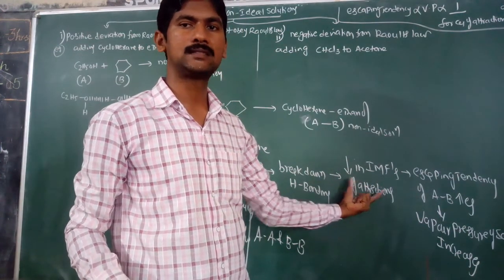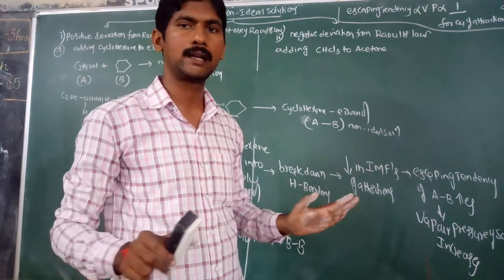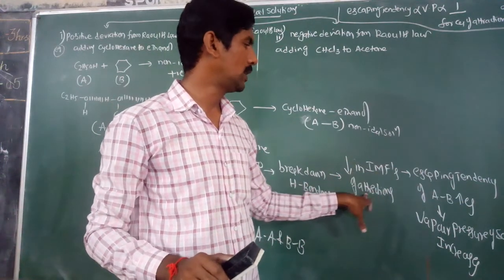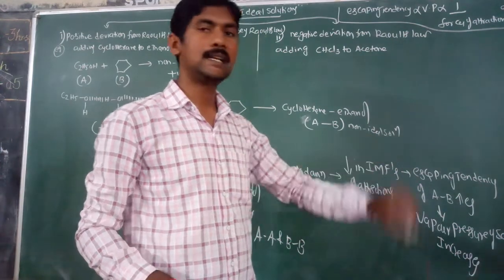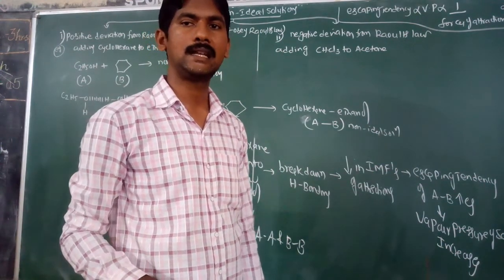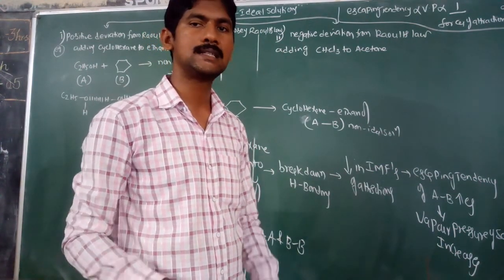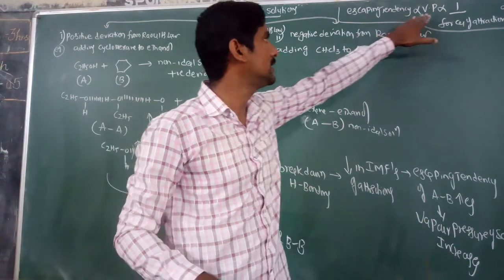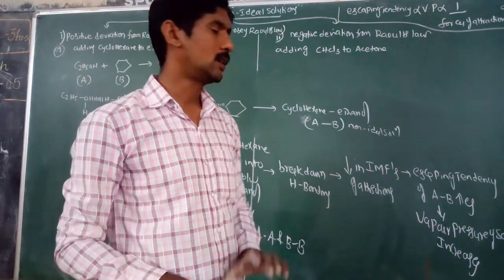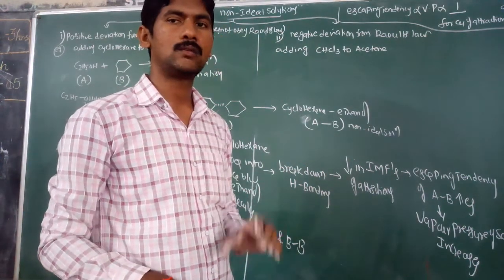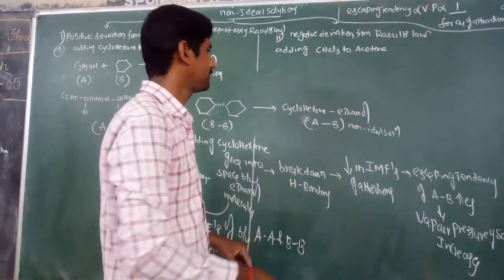After adding cyclohexane to ethanol, what happens? Hydrogen bonding breaks down, there is a decrease in intermolecular forces of attraction, which means that the escaping tendency of cyclohexane and ethanol molecules in solution increases. If escaping tendency increases, the vapor pressure of solution also increases. So what is the meaning of positive deviation?